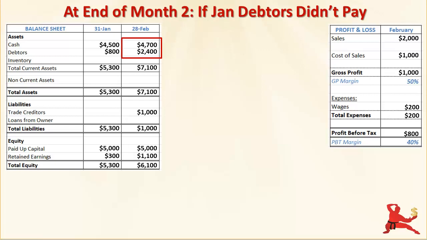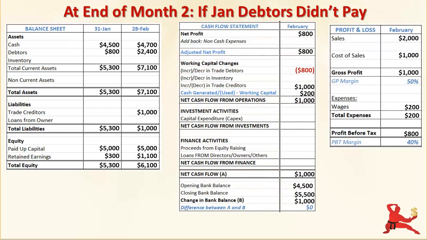down to $4,700 instead of being $5,500 in the previous example. Total debtors are now up at $2,400 instead of the previous $1,600. So, although you made $800 in profit and you got credit terms from your supplier, your cash only increased by $200. Your cash flow statement tells you exactly what happened.